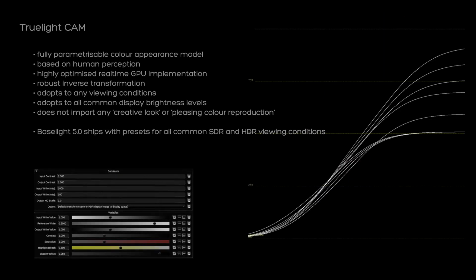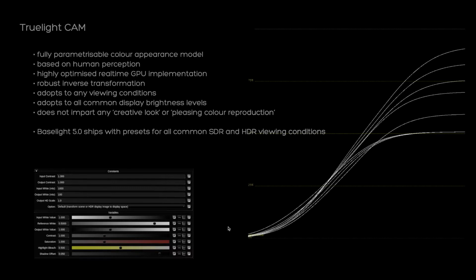Truelight Cam is a new display rendering transform family. By the way, CAM stands for Color Appearance Model and not for camera. Obviously it is based on a fully parameterized human perception model. A nice property is that it is highly optimized for real-time GPU rendering. In Baselight, Truelight Cam is actually applied as a shader in 32-bit floating point and not as a pre-baked cube. This elicits greater precision and quality on the final image, especially in the shadows. In addition, because it is a formula-based model, we have a very robust inverse model. So going from display to scene state is very robust.